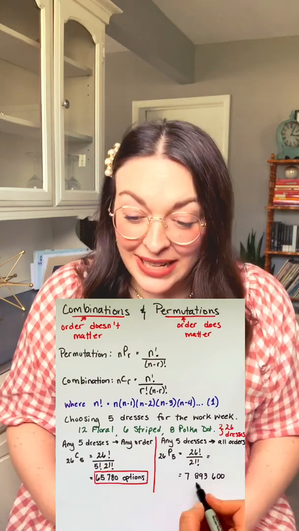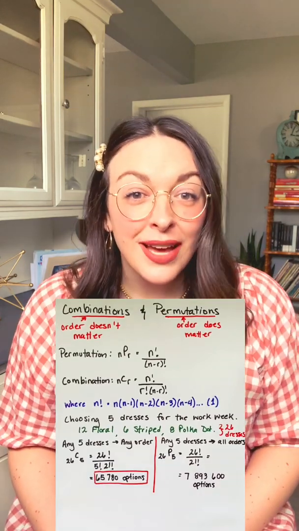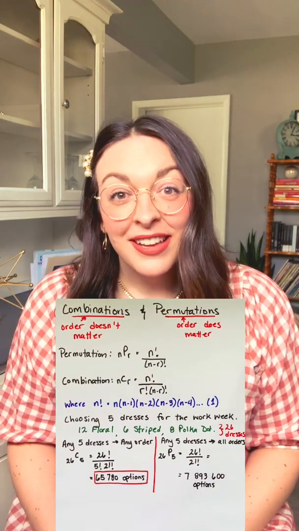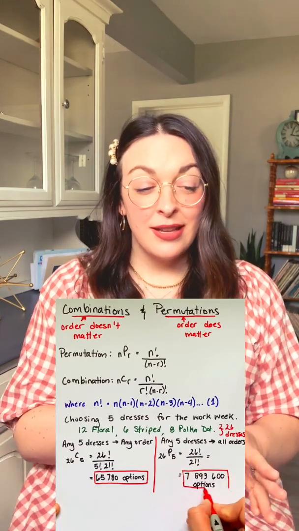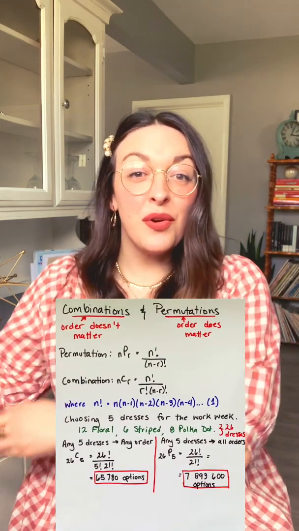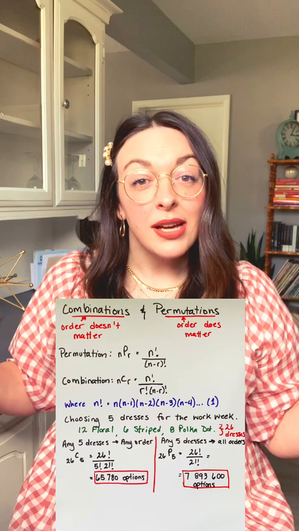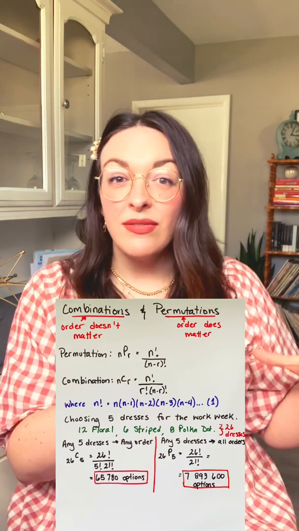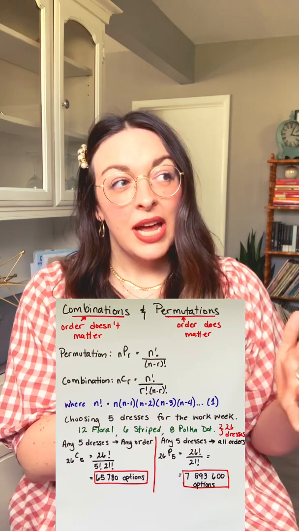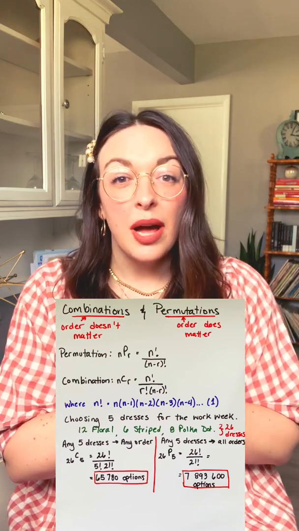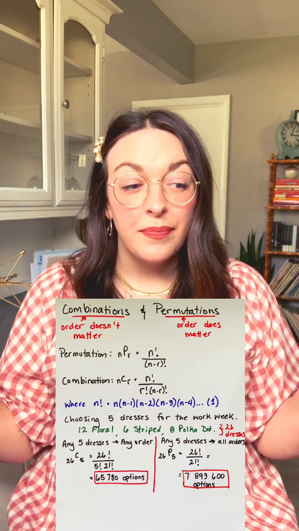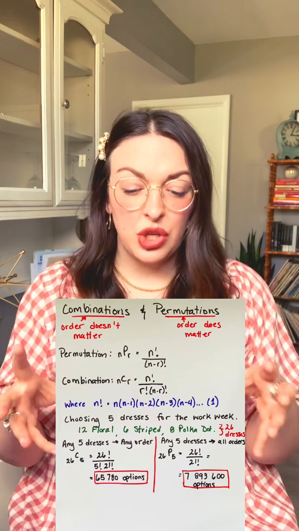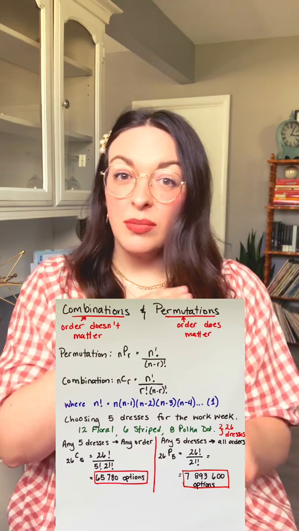That gets us 7,893,600 options. There are so many more options because the order in which I wear them is also counted. So take just 5 of the dresses we got in the combination and add to it a bunch more permutations of that, because with those 5 dresses, there are so many different ways I could wear them.